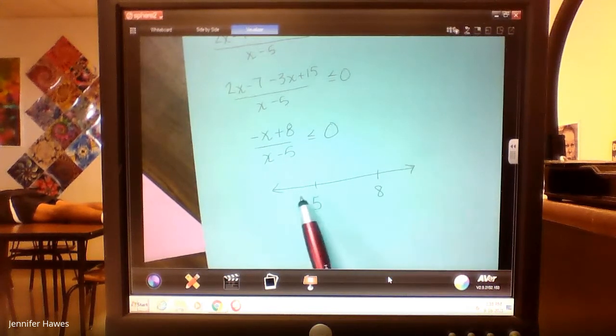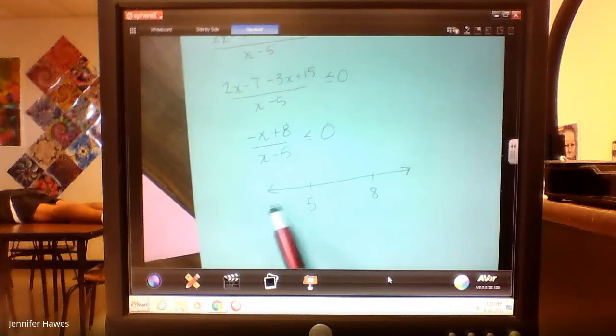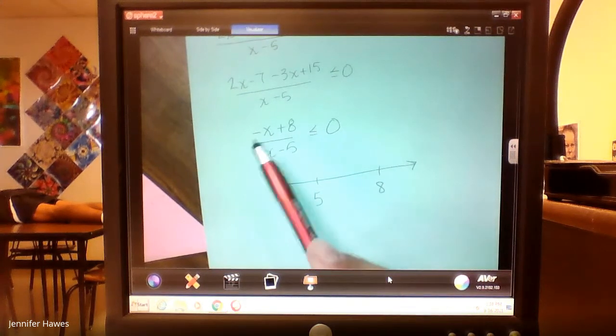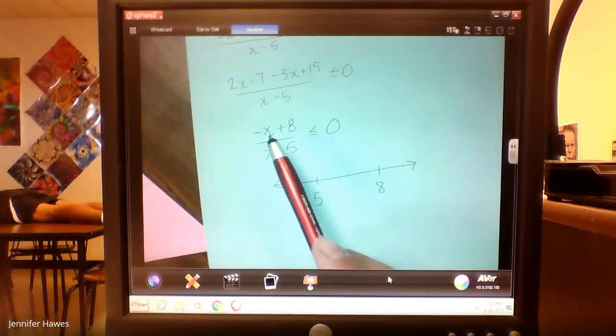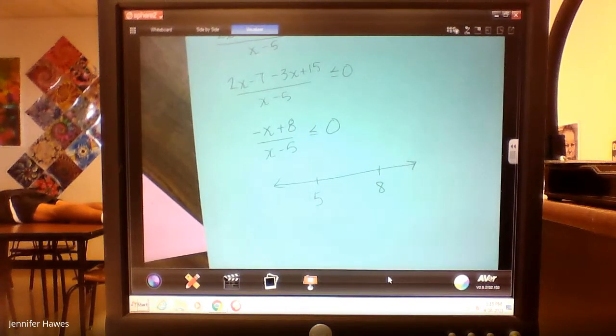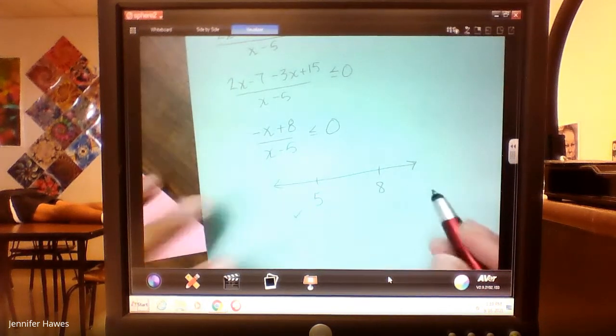Okay, so now all you gotta do is pick a number here that's less than 5. Put 0 in there. If you put 0 in here, what do you get? 0. 8 over negative 5. Is 8 over negative 5 less than 0? It is. This will work.